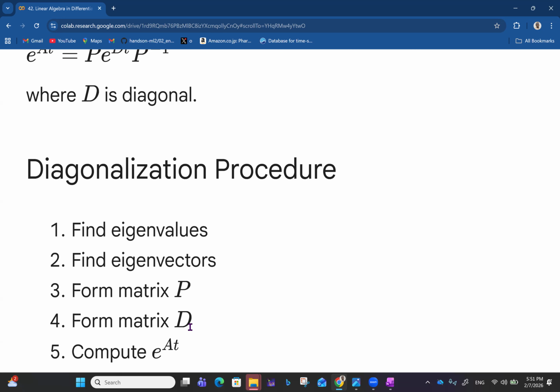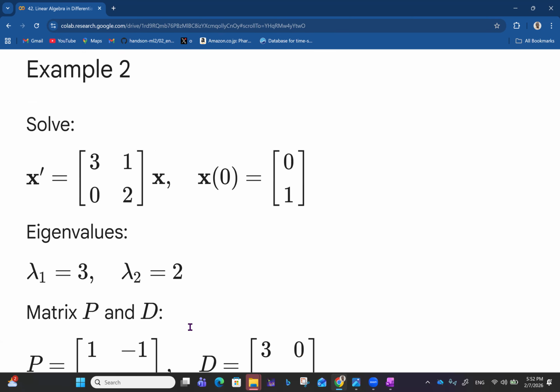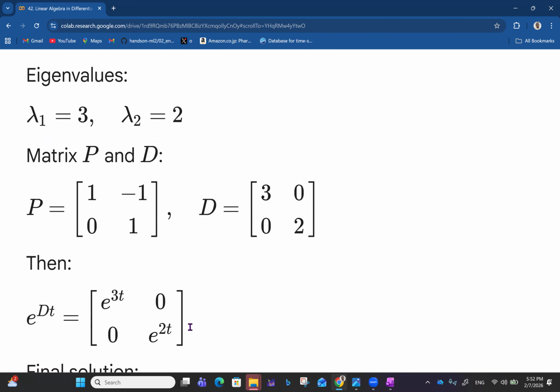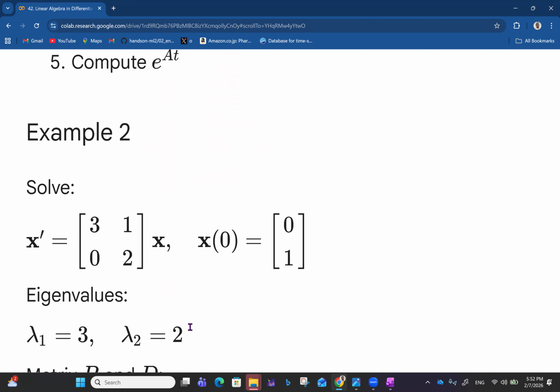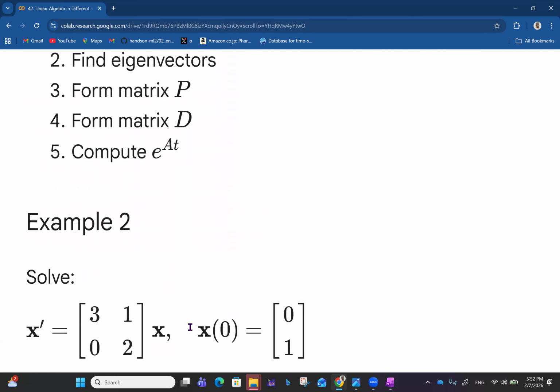In case you don't know how to do that, check out the video on diagonalization of matrices. That helps with that. So look at this example 2 now. Okay, I think I need to do it step by step. If you look at this example, we want to solve x prime equals [3 1; 0 2] x. The initial condition is (0, 1).